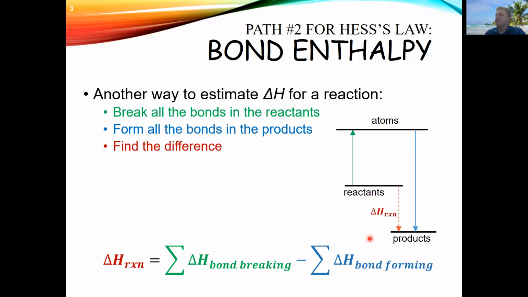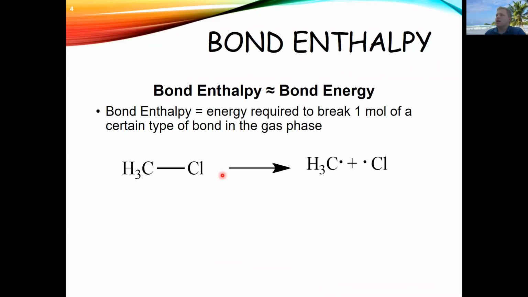So what that means practically is that we're going to look at our reactants and our equations, determine which bonds are broken, and determine the energies of those bonds. So bond enthalpies are very similar to bond energies, and for the sake of this class, we're going to say that they're the exact same thing. So when we describe a bond enthalpy, we're talking about the energy required to break 1 mole of a certain type of bond. And we're going to talk specifically in the gas phase.